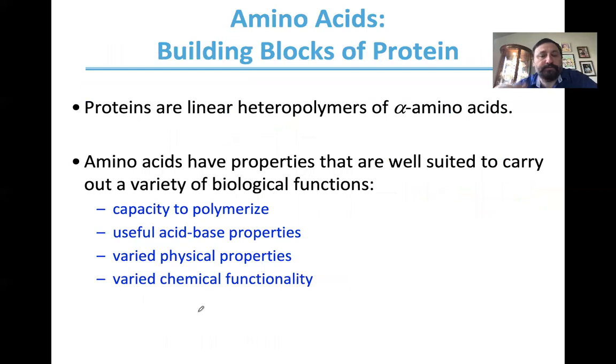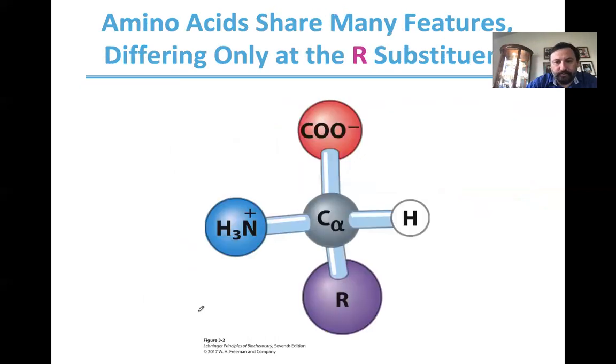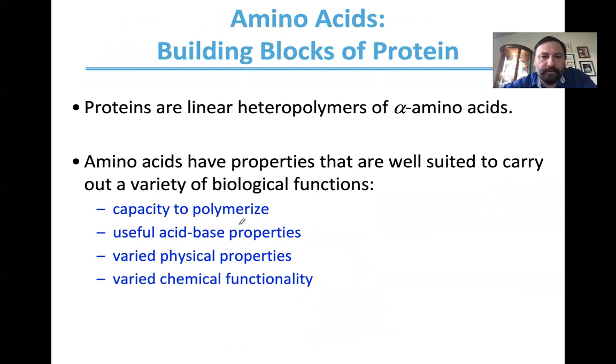All right, so why amino acids? If we go one slide forward, what do we see here? The reason why they call them amino acids is because they have an amino group and they're acids, which allows one to make a polymer, right? So one of the key reasons why amino acids are so useful in making proteins is because they have the capacity to polymerize. And we'll start making peptides later in this chapter.